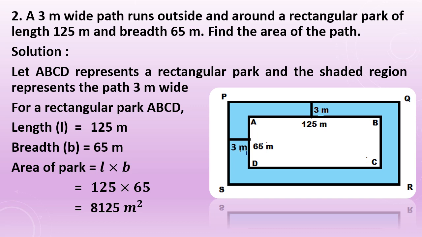Now we have to find the area of outer rectangle PQRS. For that we have to find the length and breadth of PQRS. How to get the length and breadth of PQRS? Yes, to the length of AB you have to add 6, since the path is 3 meter wide: 3 meter here, and you also have to add 3 here. In the case of breadth, the breadth is 65, so to get the breadth of PQRS you have to add 3 from here and 3 from here, so a total of 6 meter. Why do we have to add? Because the path runs outside, that is why we have to add it.